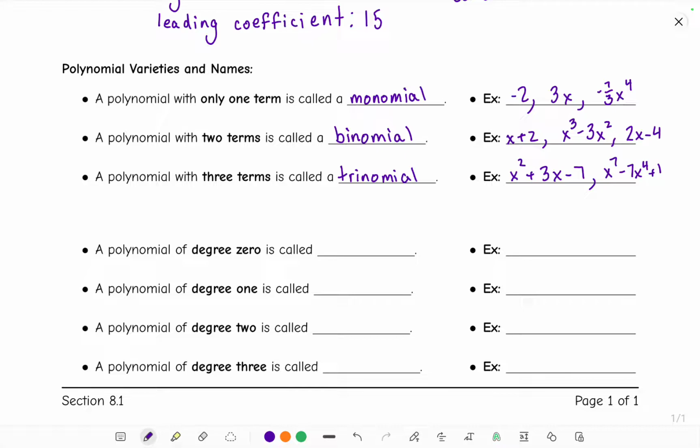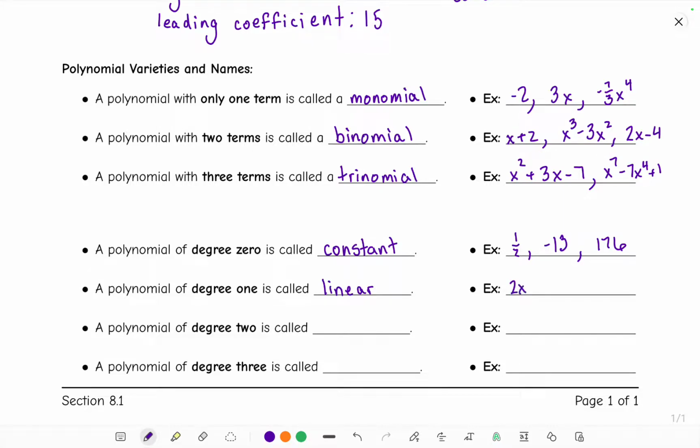A polynomial of degree 0 now is called constant. So for example, 1/2, -13, 176. Those are all examples of constants. A polynomial of degree 1 is called linear. We've already talked about those.